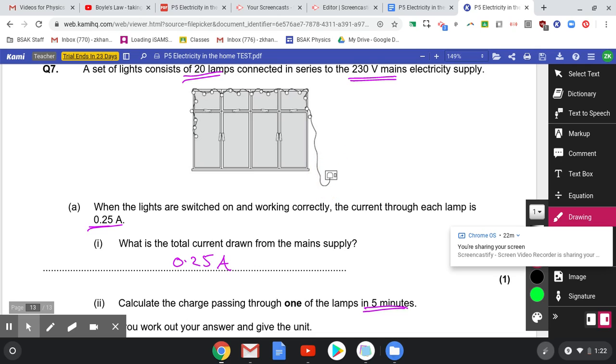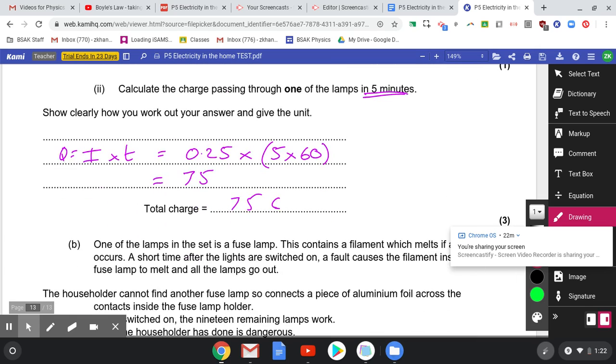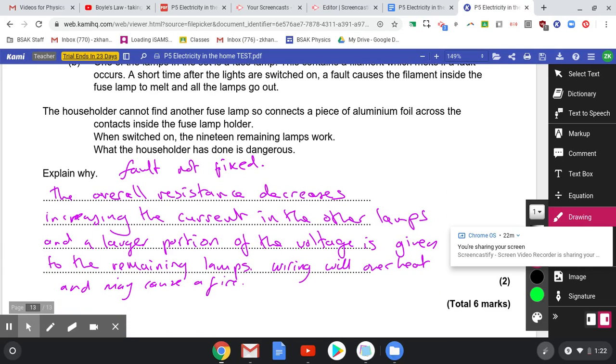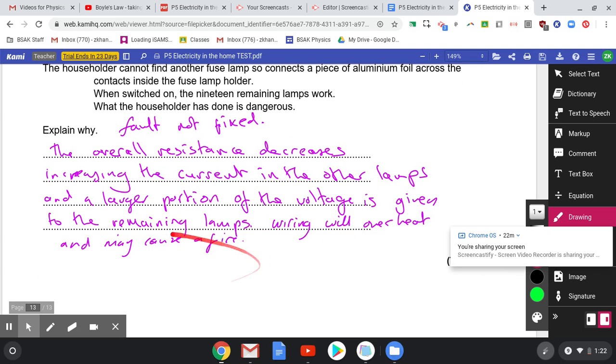230 volts has been supplied. It was supplied to 20 lamps, but now it's supplied to 19. So that means each lamp will receive a larger proportion of the voltage. So now you've got two factors: a larger current through the remaining bulbs and a larger voltage through the remaining bulbs. That means that the wiring will get hot, the bulbs will get hot as well, and that may cause a fire in the wiring after they start to overheat.